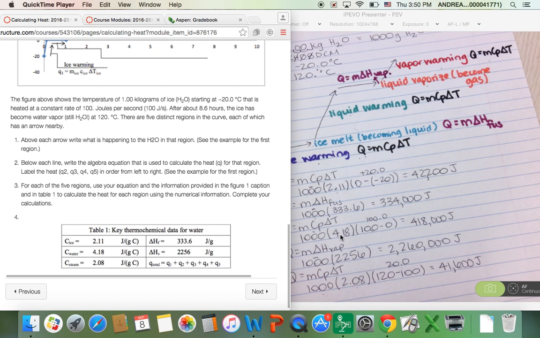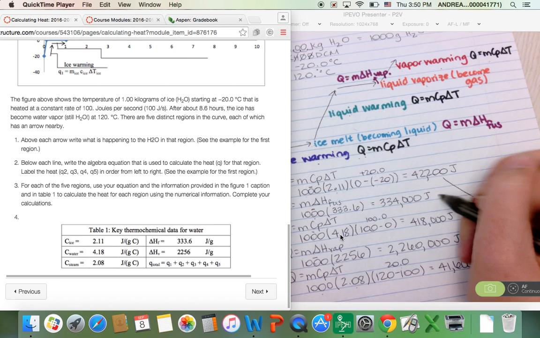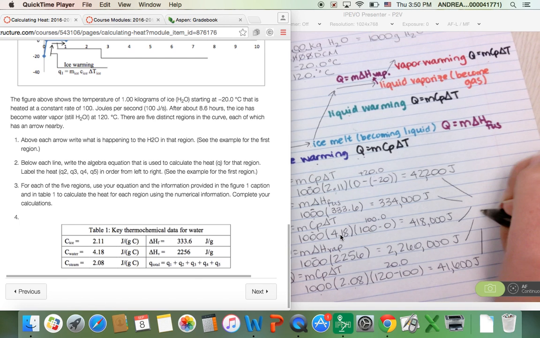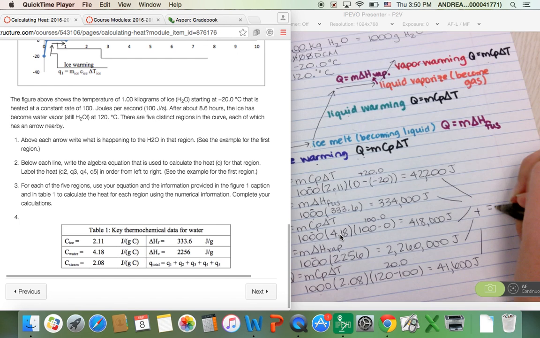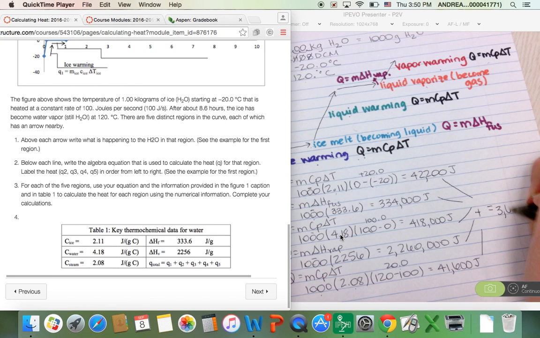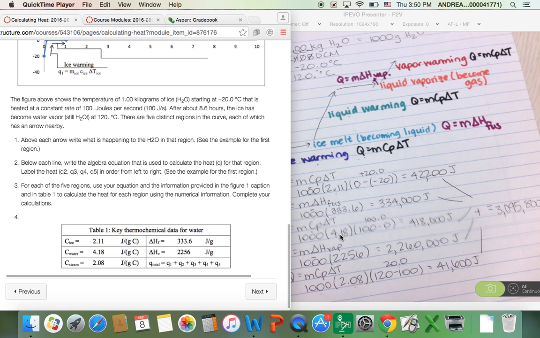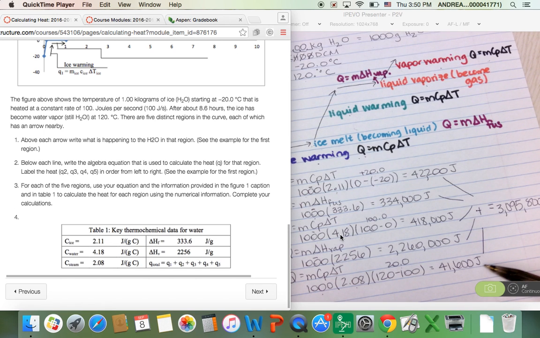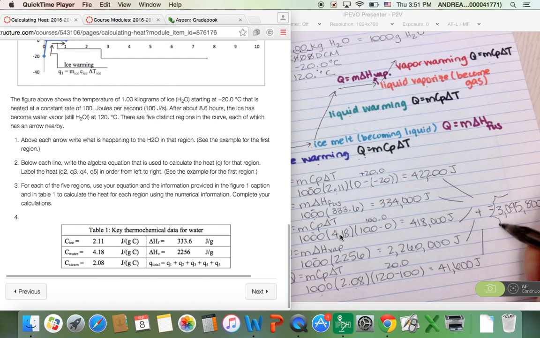Then to finish this whole fun time off, I've got to add all my Q's together, and I get 3,095,800 joules. Remember, when we're adding, it's not the number of sig figs, but the number of decimal places. None of these numbers have decimal places, and neither does my answer.